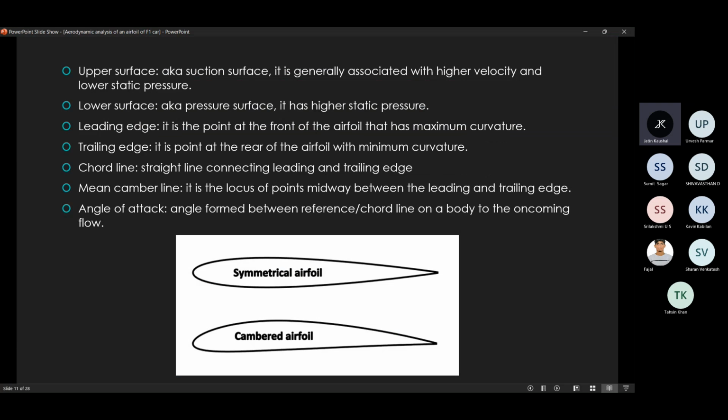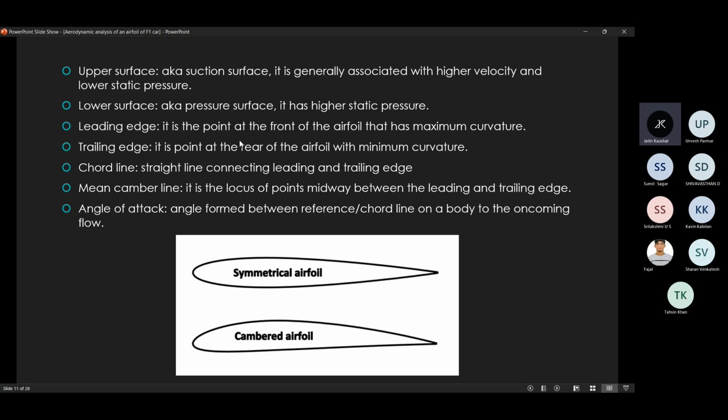Here are just the definitions. The upper surface is also known as the suction surface because the pressure at the upper surface is lower than the pressure at the lower surface. So it creates a kind of suction force, from higher pressure to lower pressure. That's why it's known as the suction surface, and it is generally associated with higher velocity and lower static pressure. The lower surface, also known as the pressure surface, has higher static pressure.